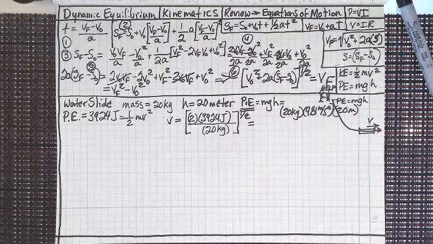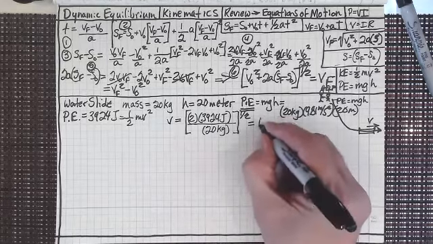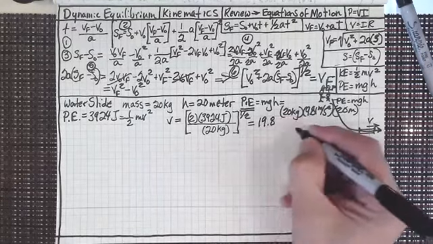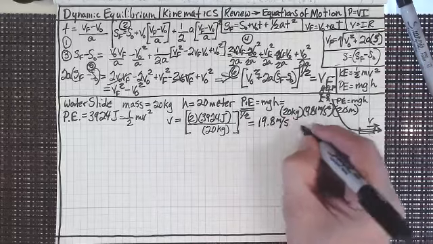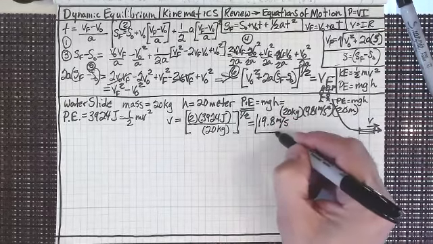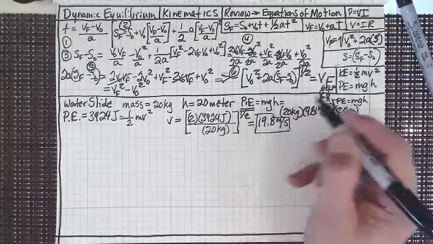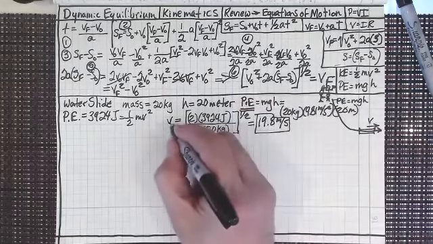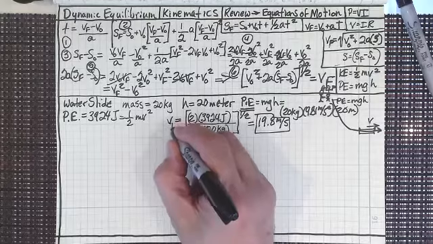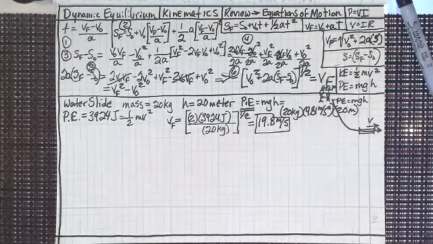So if we do that, V equals the square root of 2 times 3924 divided by 20. That gives me a velocity of 19.8. I already wrote it down, but I thought I'd do it again anyway. Meters per second. Right? So that's what my final velocity is coming off the end of that slide.